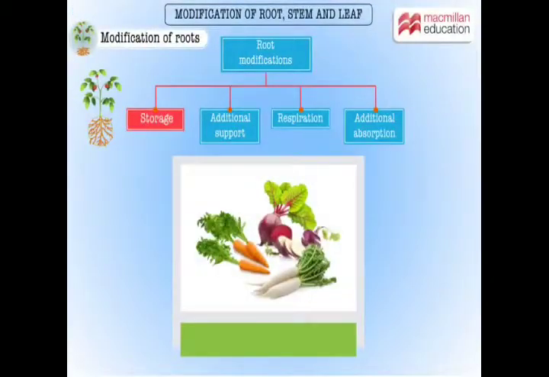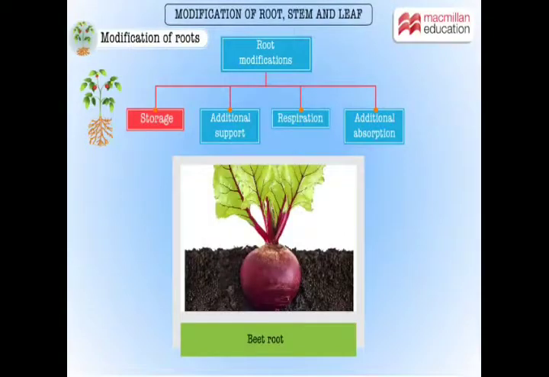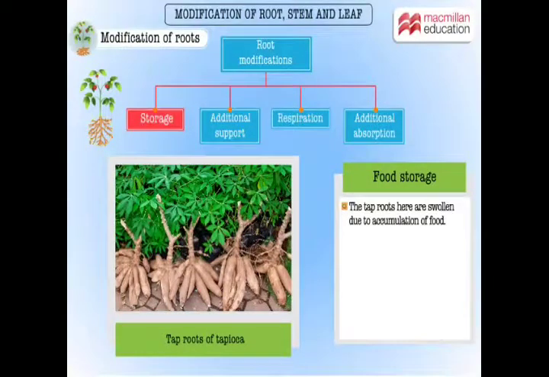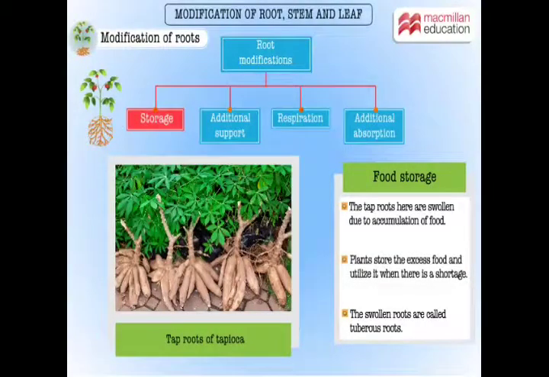These familiar vegetables grow under soil. But did you know that they are modified taproots? The taproots here are swollen due to accumulation of food. Plants store the excess food and utilize it when there is a shortage. The swollen roots are called tuberous roots.